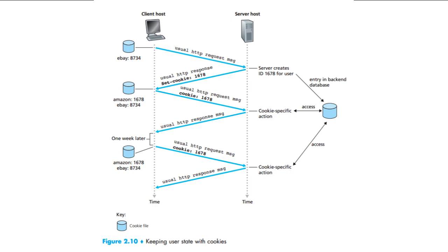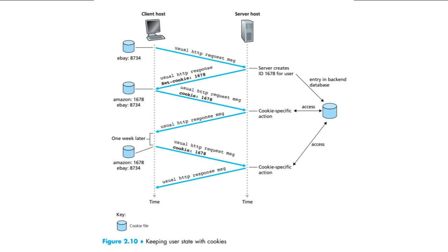When the request comes into the Amazon web server, the server creates a unique identification number and creates an entry in its backend database that is indexed by the identification number. The Amazon web server then responds to Susan's browser, including in the HTTP response a Set-Cookie header, which contains the identification number. For example, the header line might be Set-Cookie: 1678, as shown in the figure.